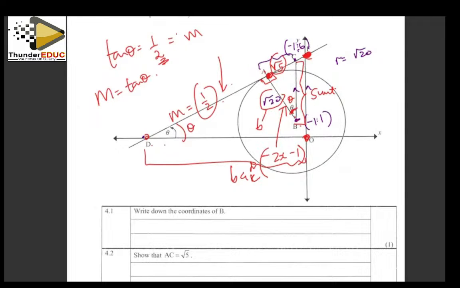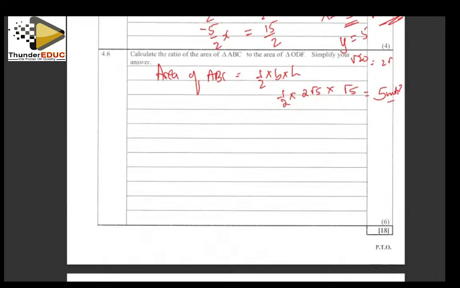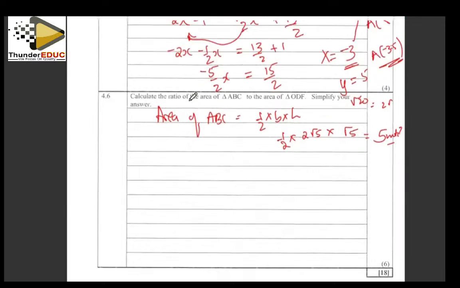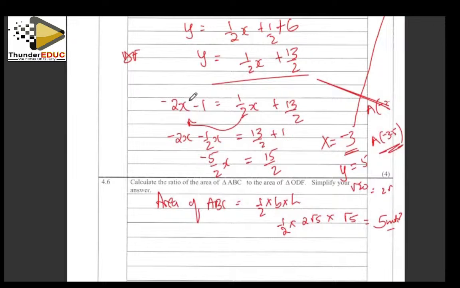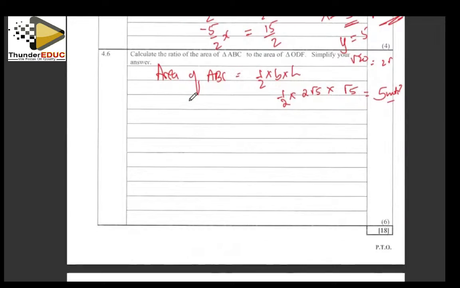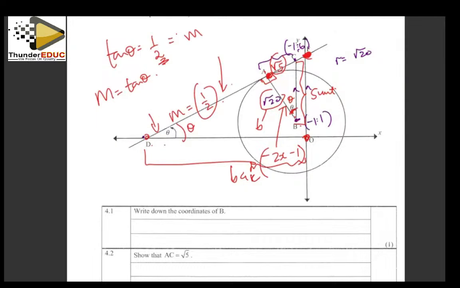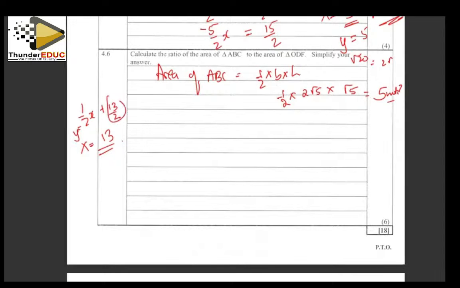So what I'm going to do, let me get the equation of DF. The equation of DF, we agreed that it's a half x plus 13 over 2. If I equate this to 0, which means my x is going to be -13. So this point is -13. If this point is 13, which means our base is 13, and then the y intercept is going to be 13 over 2.